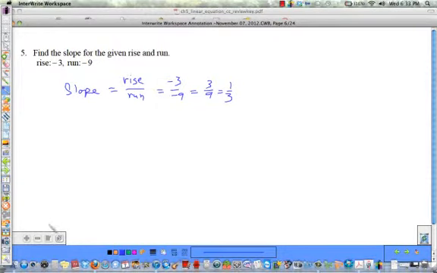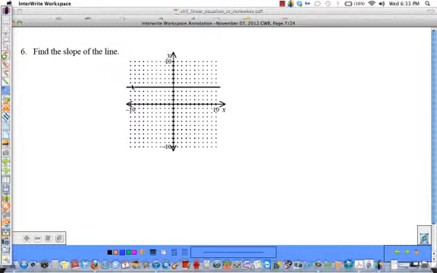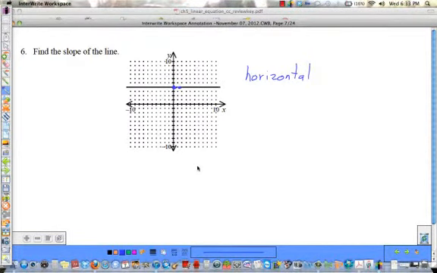Problem 6, find the slope of the line. Well, if you look, it's a horizontal line. And that should trigger something in your mind. And immediately you should know what kind of slope that is. But if you don't, put 2 points on that line. Figure out its rise. So how far up are you going from one to the other? Which is 0. You're not. And the run, we're going 1 unit from one to the other. So 0 divided by 1 is 0. So horizontal lines have a slope of 0.